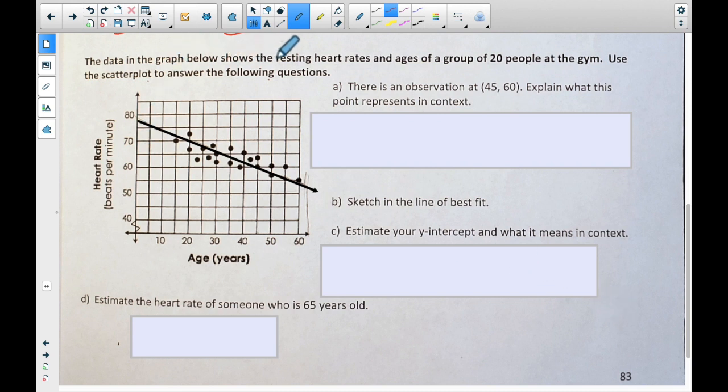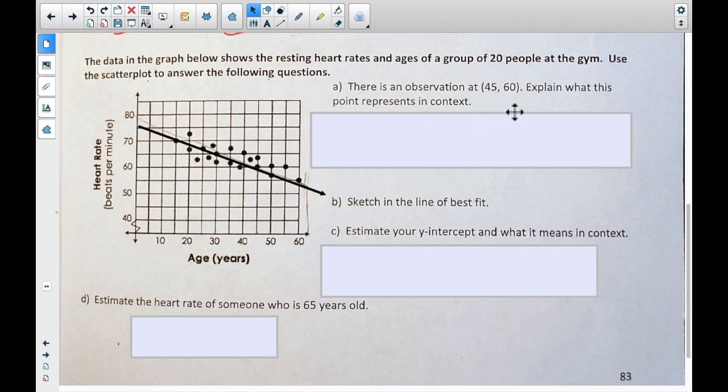The data in the graph below shows the resting heart rate and the ages of a group of 20 people at the gym. Use the scatter plot to answer the following questions. I drew in my line of best fit. I honestly think it's not the best line, but it's pretty good. I feel like it needs to be a little bit more like this. But again, it's pretty good.